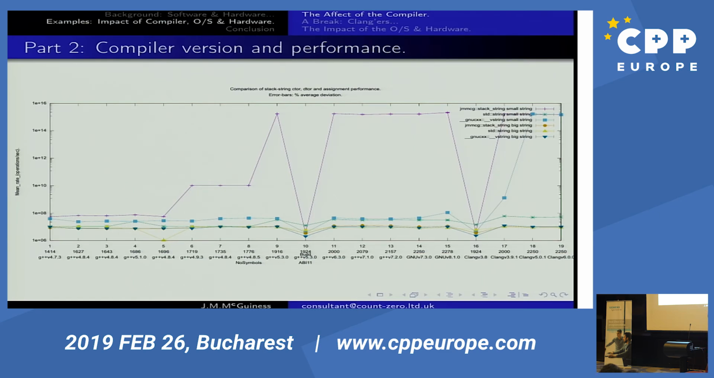We see standard string only picking up after the new ABI. We see GCC 5.3 having a serious performance issue. Again, Clang improves after 3.8. And we see the newer versions of GCC are doing reasonably well, but not as fast as the oldest version.